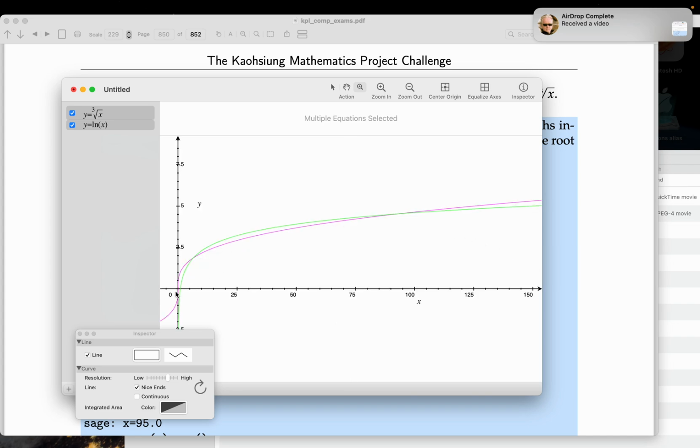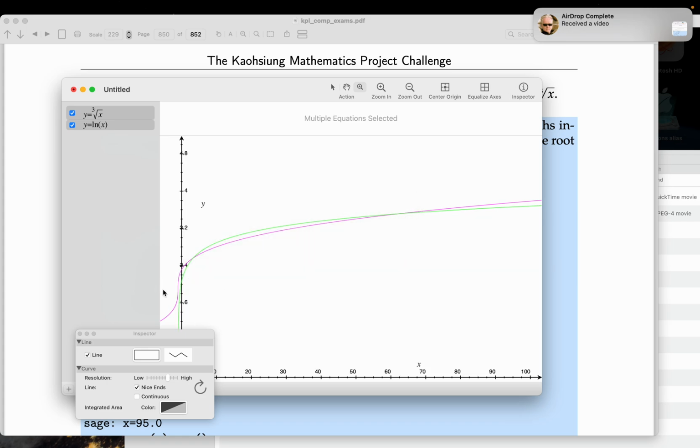And what I'm starting to realize is that the green curve does go above the cube root function. This is the natural log, by the way. But then about over here, it seems to go below it, all right? So I'm going to zoom into that region now. Let me see if I can do that. All right, so I'm seeing a point of intersection over here, and a point of intersection over here.